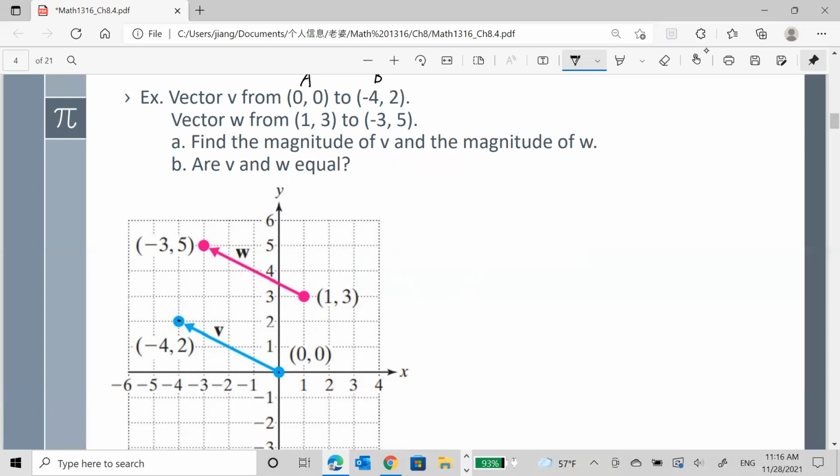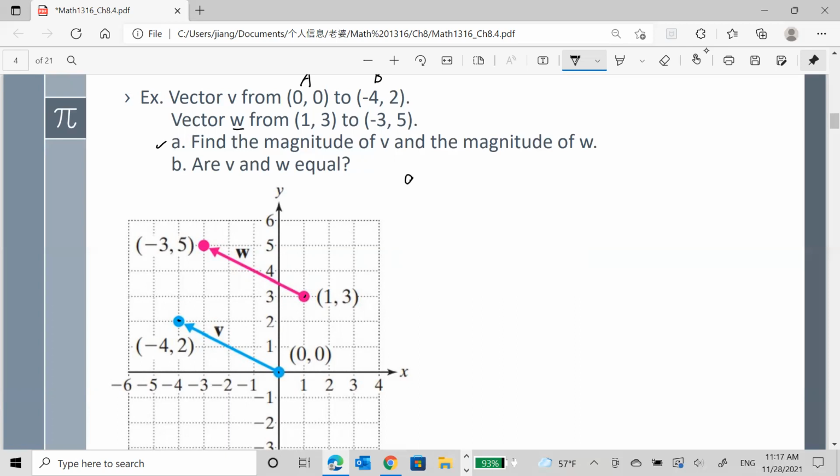And how about the vector w? w is from (1, 3), find the (1, 3), and then going to (-3, 5). So the pink arrow is the vector w. And part A is looking for the magnitude of v and the magnitude of w. The magnitude we have learned is a scalar. And in the xy plane, the magnitude of a vector is the distance between these two points. We have learned how to find the distance between two points.